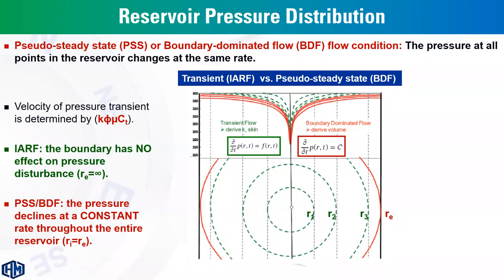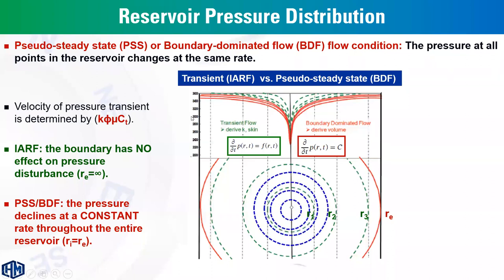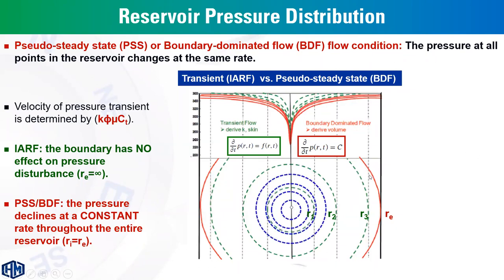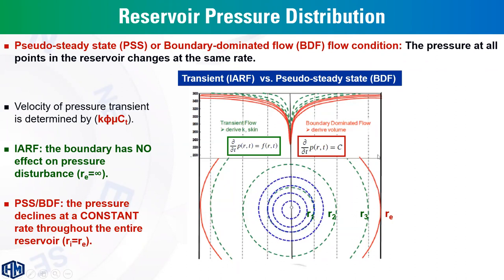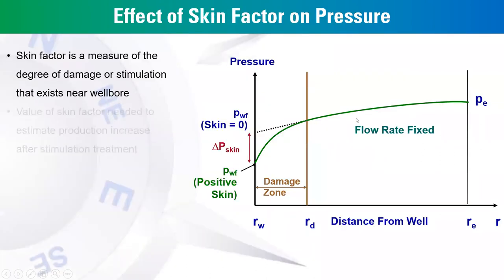will be a function of k, phi, mu, ct, or reservoir permeability, porosity, fluid viscosity, and total compressibility. As long as the pressure transient doesn't reach the external reservoir boundary, we have what we call the transient or infinite acting radial flow period. But once the pressure transient has reached the reservoir boundary, as highlighted in this red color, in that case we have pseudo-steady state or the boundary dominated flow period.